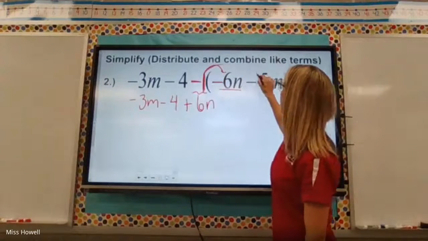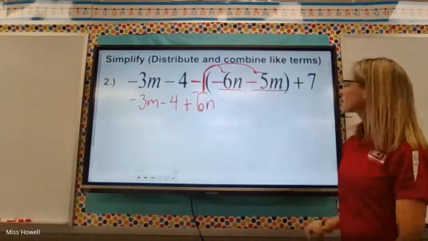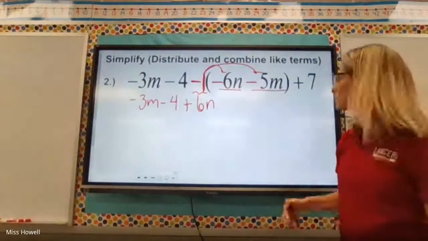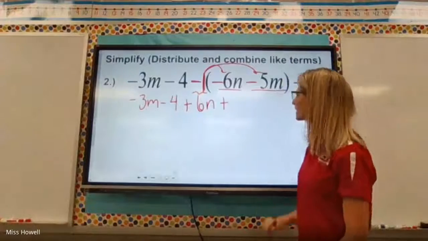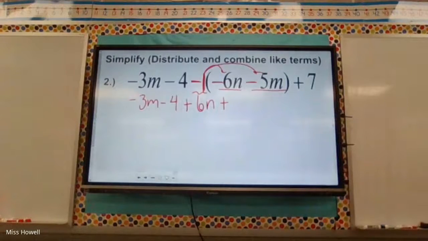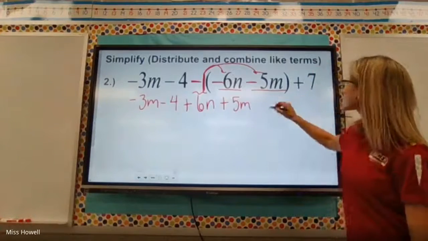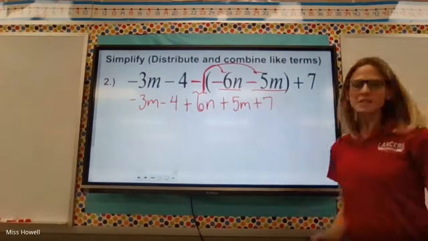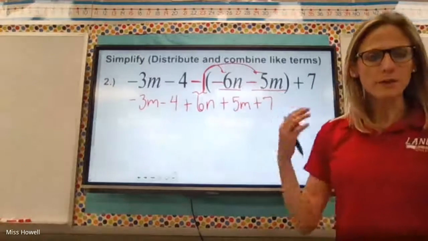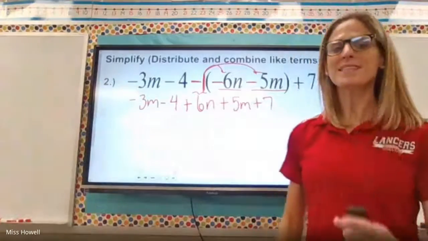Negative 1 times our negative 5m here. Again, a negative times a negative is going to be a positive, which will look like a plus down here. Negative 1 times negative 5m would give us a positive 5m. And then we still have this plus 7. We've already simplified a little bit. We've taken out the grouping, but we're not simplified completely.